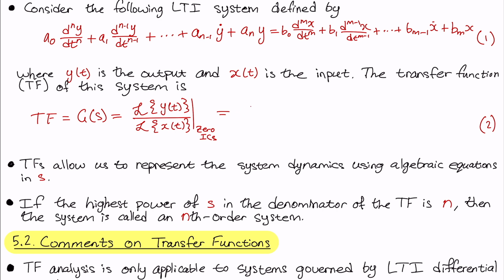So this is going to be equal to big Y of s divided by big X of s, and it's going to be equal to a very large fraction of polynomials in s. So in the numerator, we're going to get b0 s^m plus b1 s^(m-1) plus ... plus b(m-1) s plus bm.